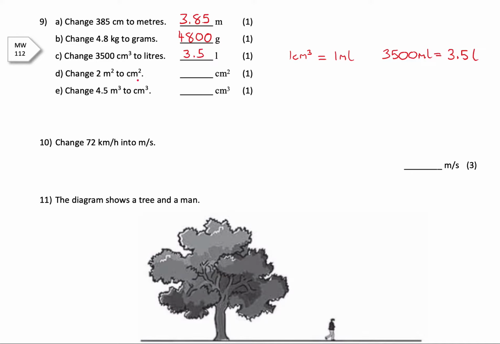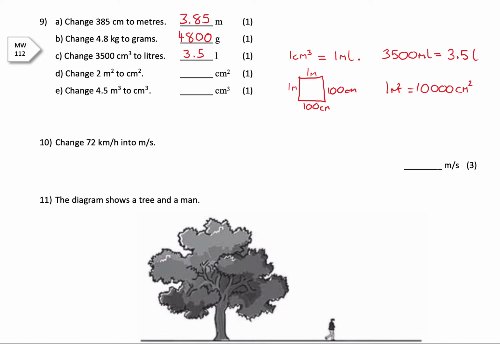Okay, 2 square metres to square centimetres. Now this is where it gets a little bit harder. If we think about 1 square metre, which is 1 metre by 1 metre, that is 100 centimetres by 100 centimetres. So if we worked out its area in square centimetres, we would do 100 times 100 and get 10,000. So that is equal to 1 square metre.